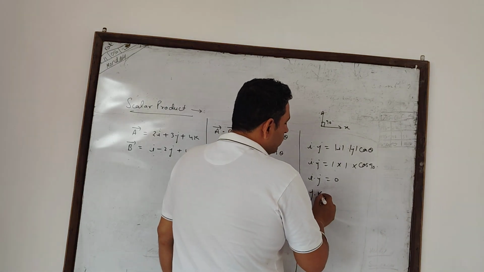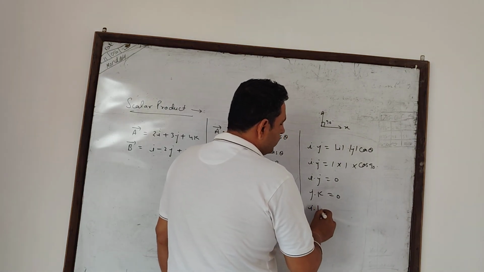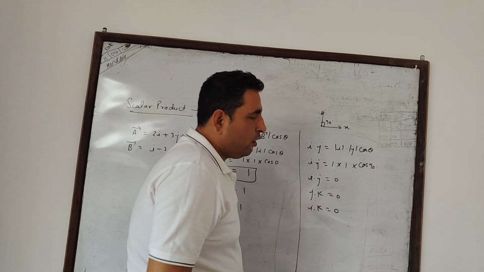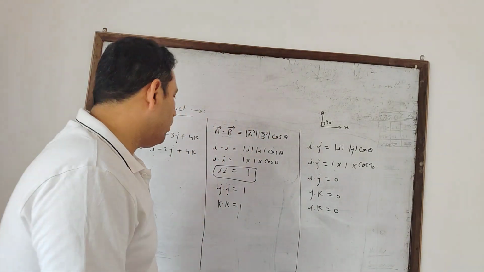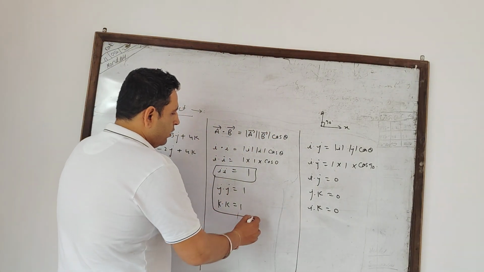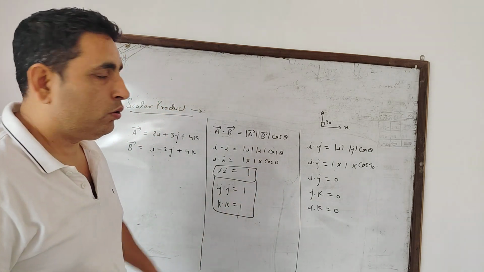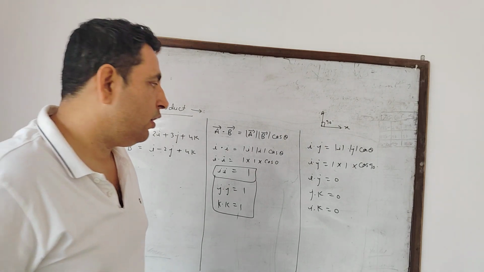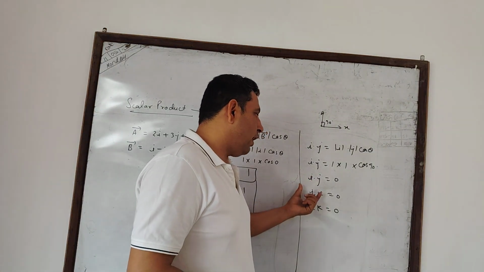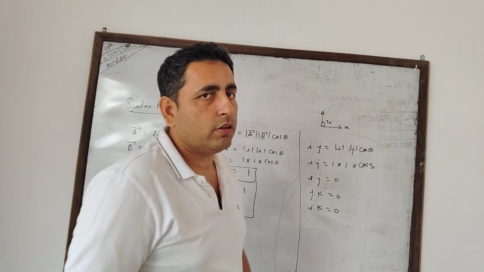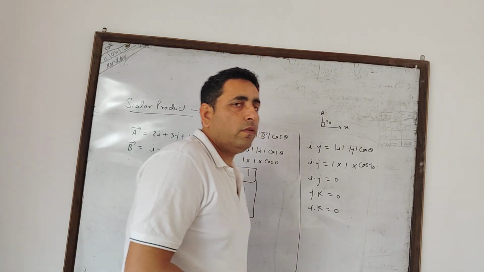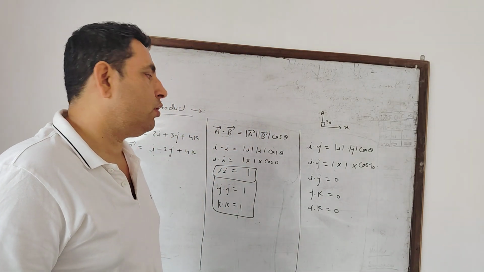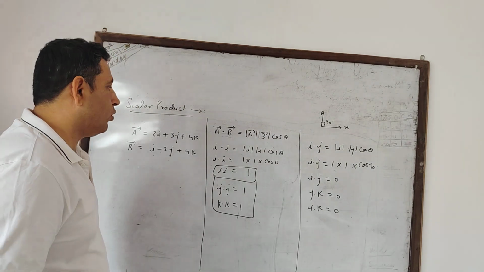And J dot K is also 0. I dot K is also 0. So there is a conclusion. What is that conclusion? If two unit vectors are the same, I, J or K, then the answer is 1. If they are different, I dot J, J dot K and I dot K are equal to 0. So this is all about how we can calculate the dot product.